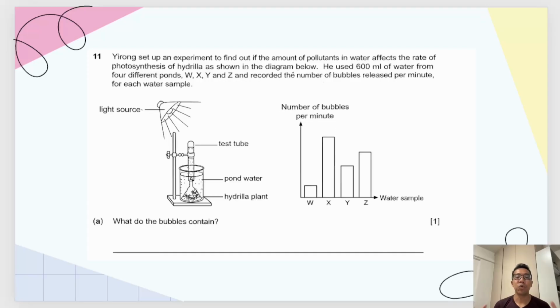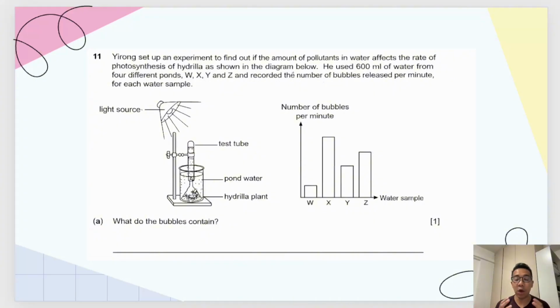Next, let's move on to question number 11. This is a simple short answer question with multiple parts. A student named Yirong set up an experiment to find out how the amount of pollutants will affect the rate of photosynthesis. As you can see, the setup here is the hydrilla plant in pond water from various ponds W, X, Y, and Z. And there is also a light source.